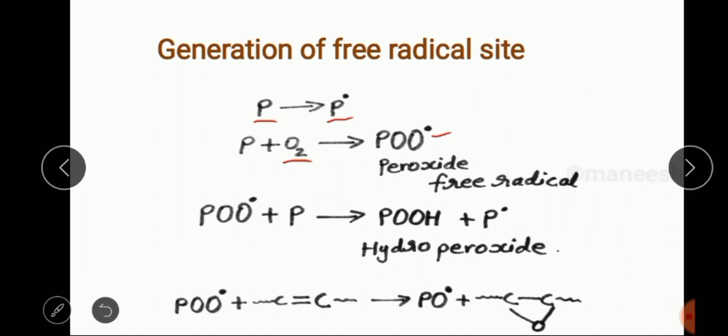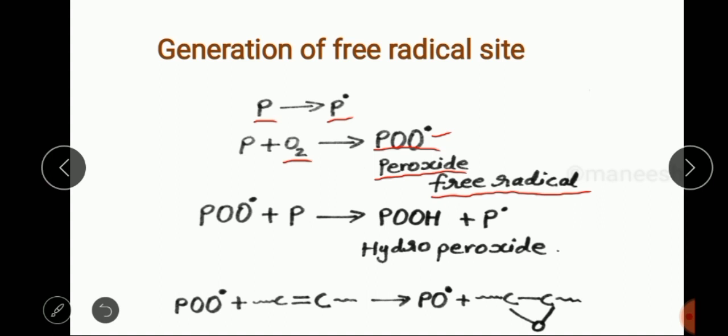Here oxygen is a biradical. Now the free radical combines with this free radical so that you will get POO free radical. This is called the peroxide free radical or peroxide radical.